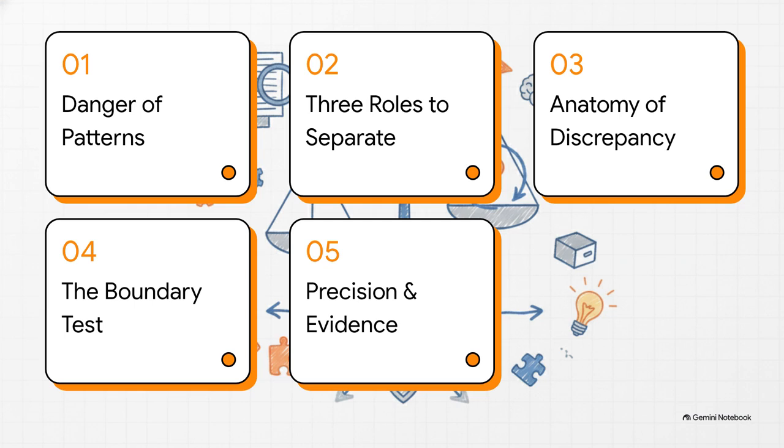So here's our roadmap for today. 1. The danger of patterns. 2. The anatomy of a discrepancy. 3. The 3 roles you must separate. 4. The investigative boundary test. And 5. Precision and preserved evidence. Let's get right into it.